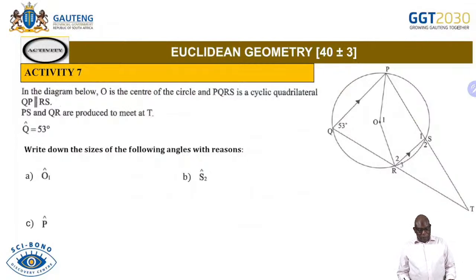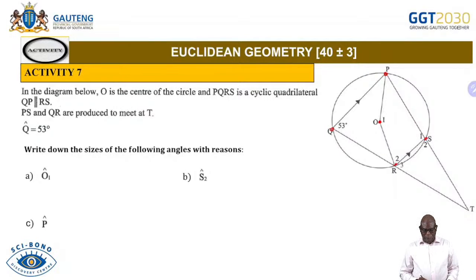Okay, activities on Euclidean geometry. This Euclidean geometry is very, very easy, as long as you have the acceptable reasons. Now, if I check this, for instance, in the diagram, O is the center, so what should I look for? Angle at center. PQRS is a cyclic quad, so I'm already given that. What do I know? Opposite angles of a cyclic quad are supplementary, and the exterior angle of a cyclic quad.